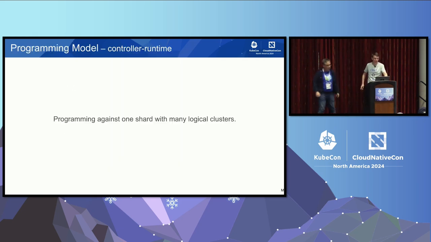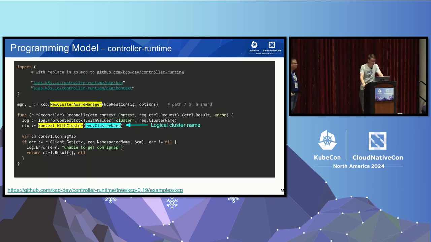Cool. So one of the last things we cover now is how do you program against it? How do you interact with these things? So most of you know controller-runtime. It's a well-known framework pattern to write controllers. And nothing different. We have our own fork for that, because it's cluster aware. So what you do, you instantiate a cluster-aware manager, you point to the global KCP endpoint, and the only difference is that in the request where you usually get name and namespace identifying the object, you get an additional field, cluster name, which is a logical cluster name. You set it as a context with a helper, and you pass it to the dynamic client. And everything else will be sorted under the hood by the machinery.